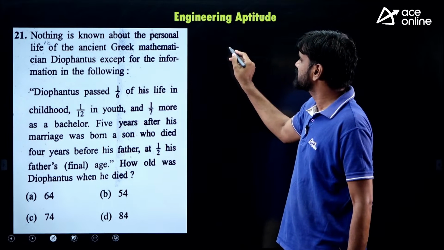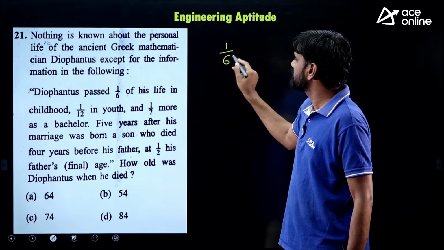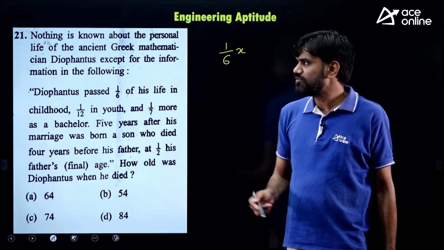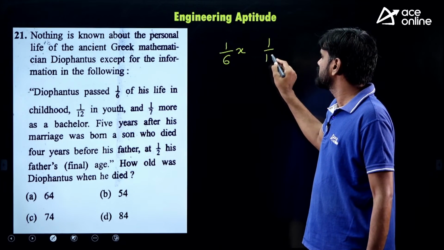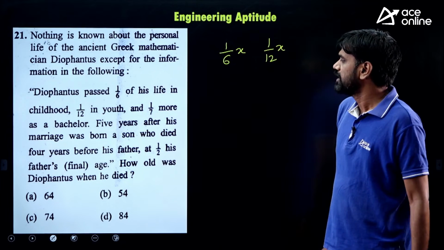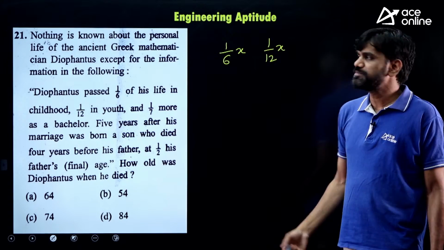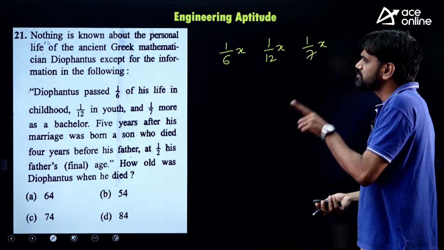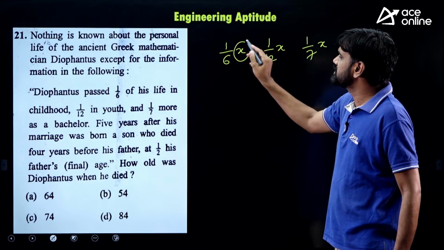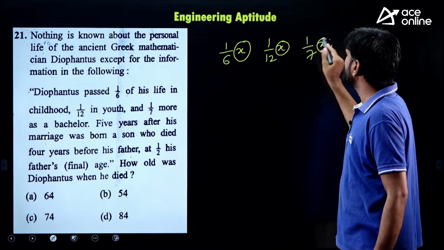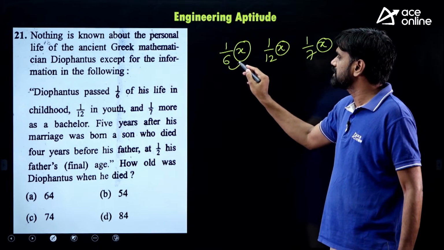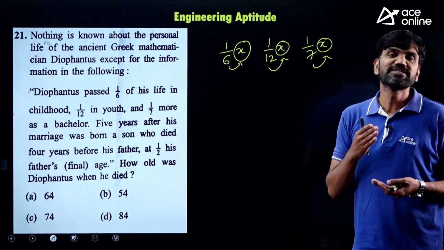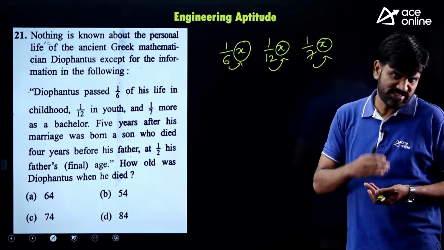So if he has lived for X years, 1/6 of his life he has passed as childhood. 1/12 in youth. 1/12 of his total age he was in youth, and 1/7 more as bachelor. As bachelor he was living 1/7 of his entire life. So if you observe, whatever is the number of years he is living for, that should be a value that should be divisible by 6, 12 as well as 7. That should be a number that is divisible by 6, 12 as well as 7.